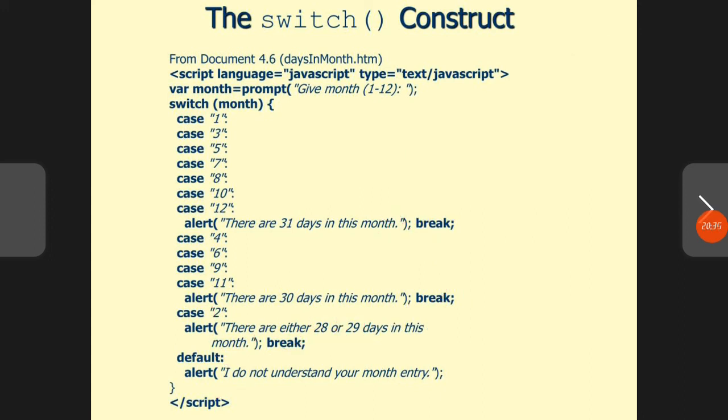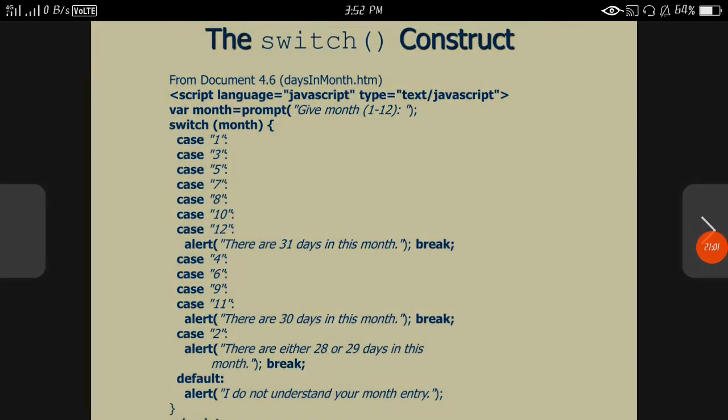This is the syntax, and this is a simple example for JavaScript. This question will be asked for 5 marks: explain the switch statement in JavaScript. In that case, you explain the necessity of using a switch statement. After that, you have to write the syntax of a switch statement. At the end, you have to write an example for the switch statement.